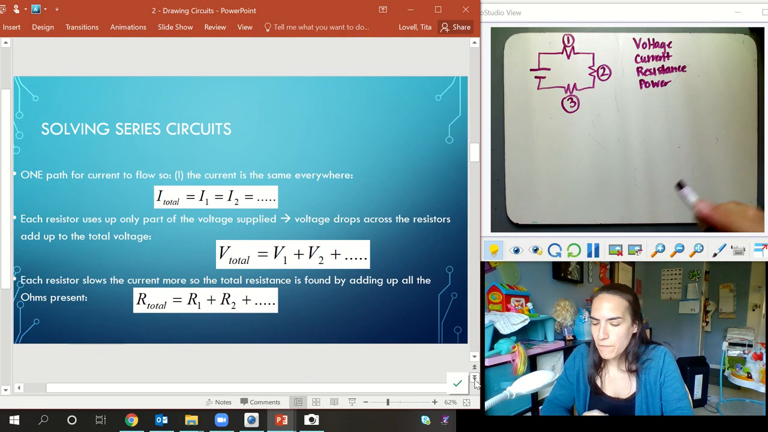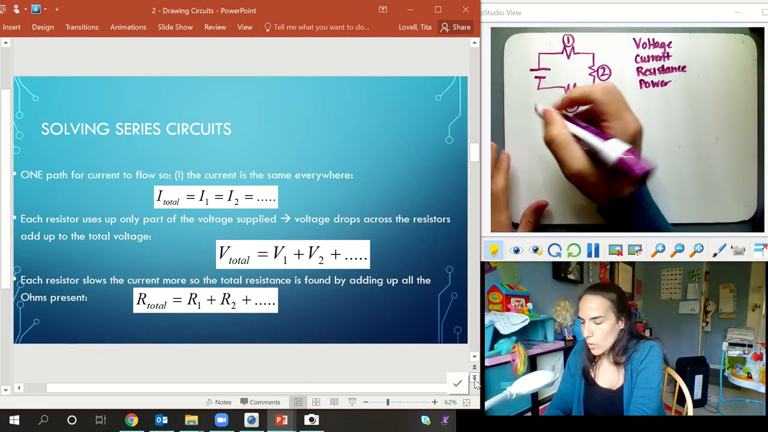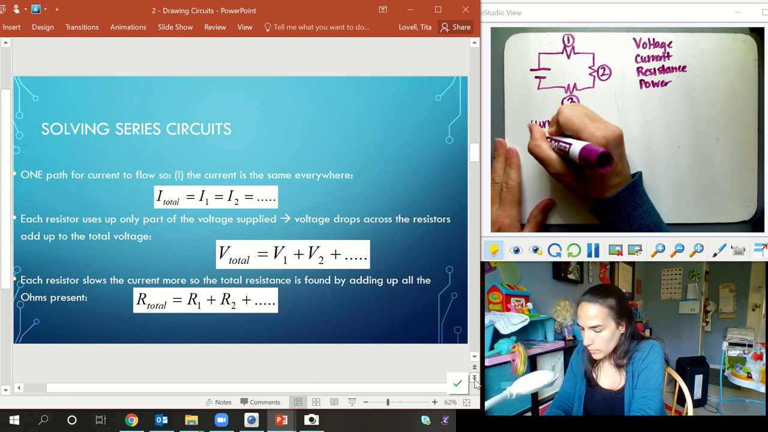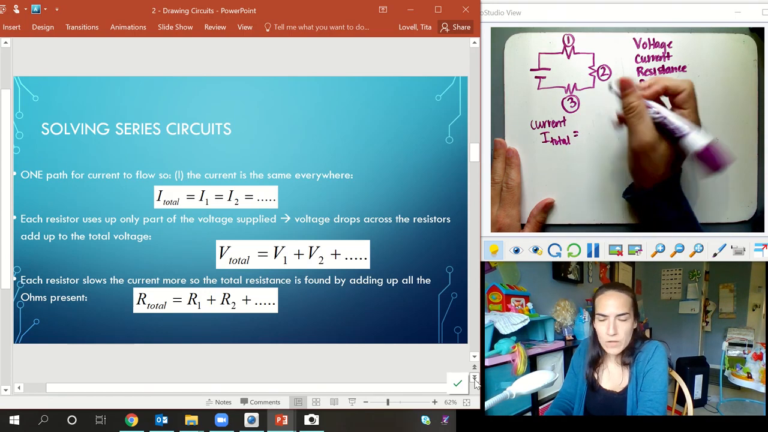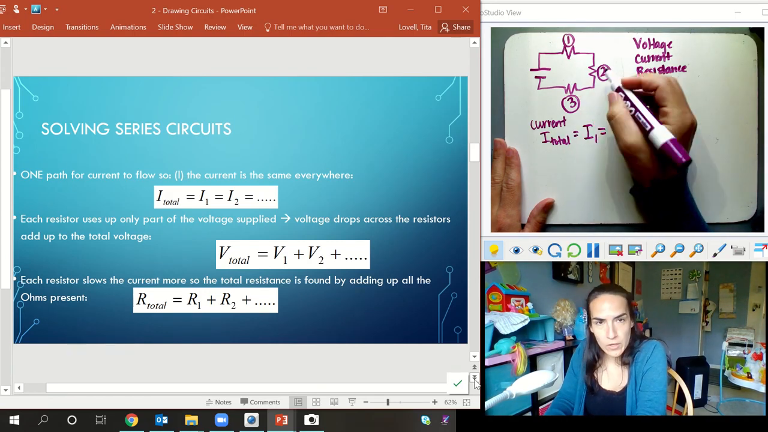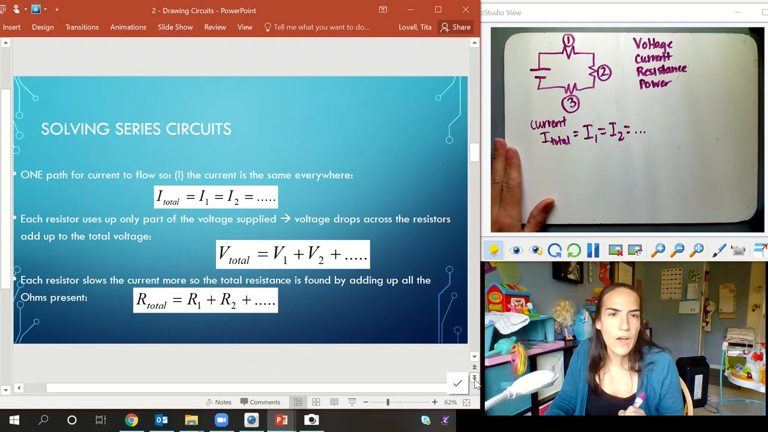Because you have only one path for the current to flow, the total current that exists in a circuit is going to be the same current that flows through the first resistor, the same current that flows through the second resistor, and so on and so forth for however many resistors you have in your particular example.